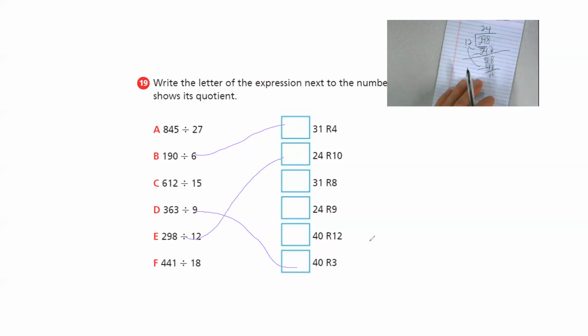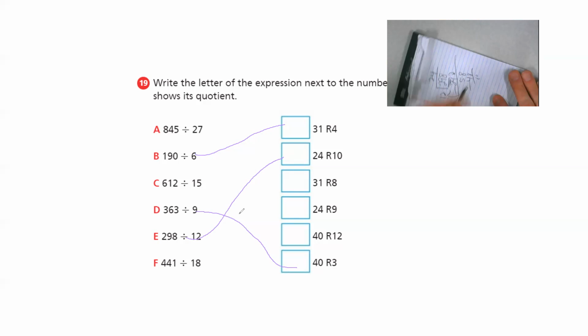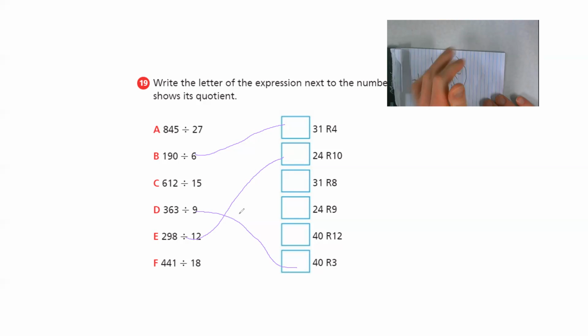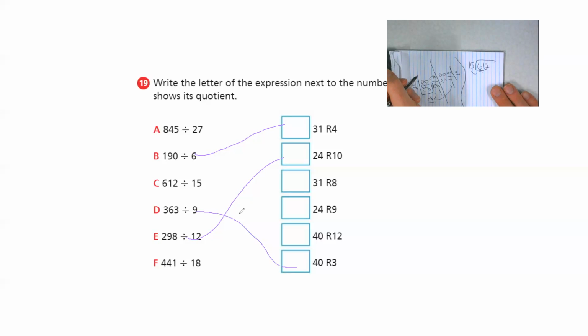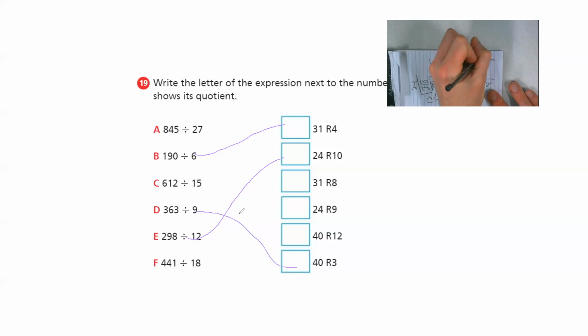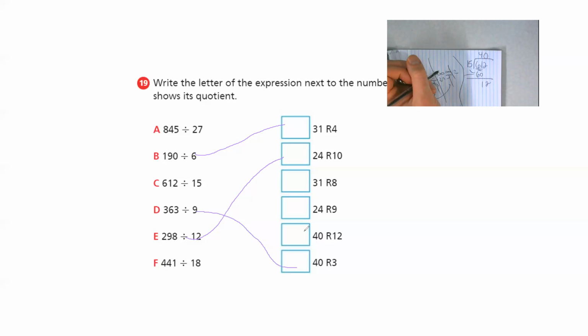Halfway done. We got the nasty half left. Well, more than halfway because we don't have to finish that one. 612 divided by 15. How many 15s go into 61? 4. That is 60. There's 12 left over, so it's 40 remainder 12.